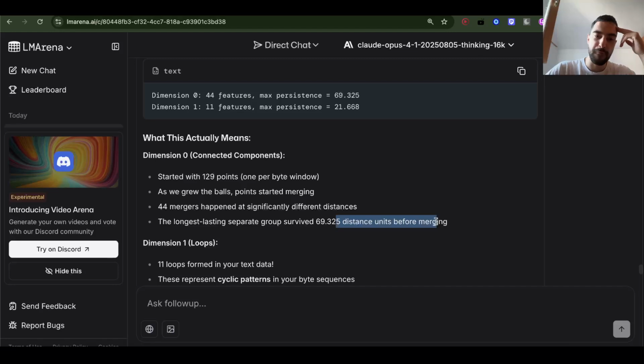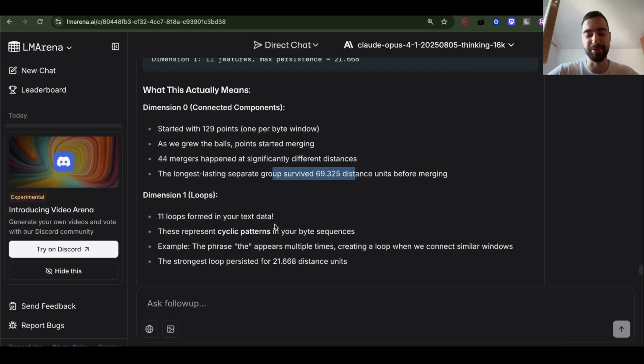Interesting. 44 merges happened, so some were close dots merging, some were far away dots merging. So we have 44 of those. And this is so crazy. Who invented this, bro? And then dimension 1, loops.